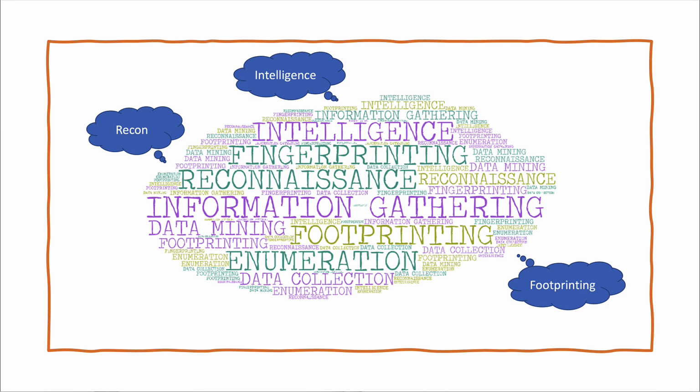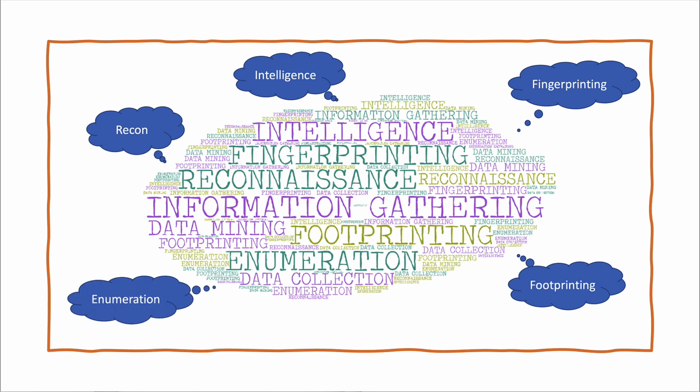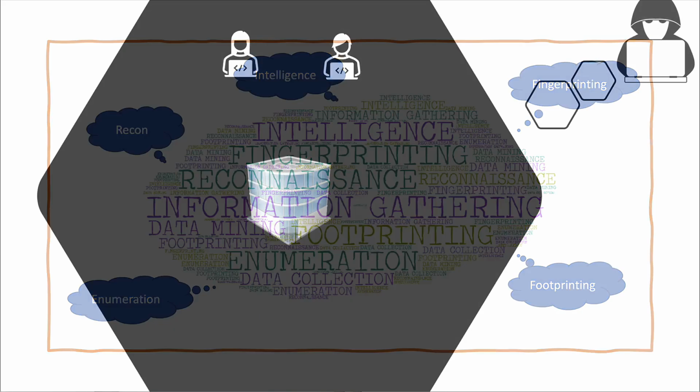So for instance, you might say DNS footprinting. And sometimes we use the term fingerprinting also for something more specific, like operating system fingerprinting. When information gathering goes deep and becomes more intrusive, we call it enumeration.